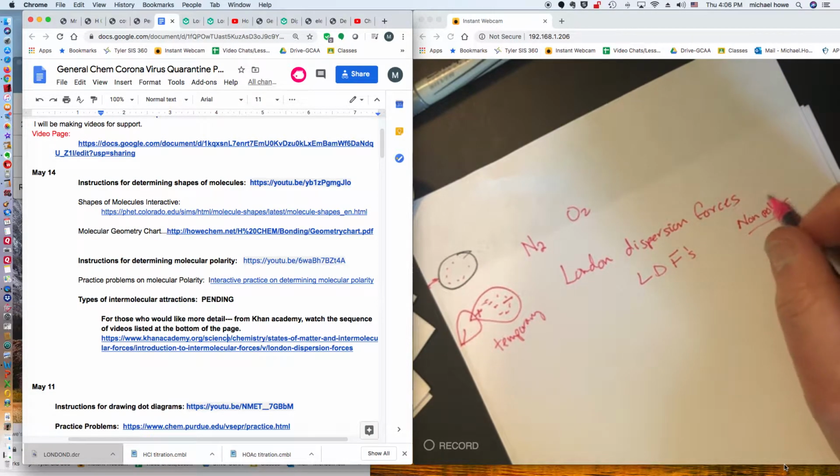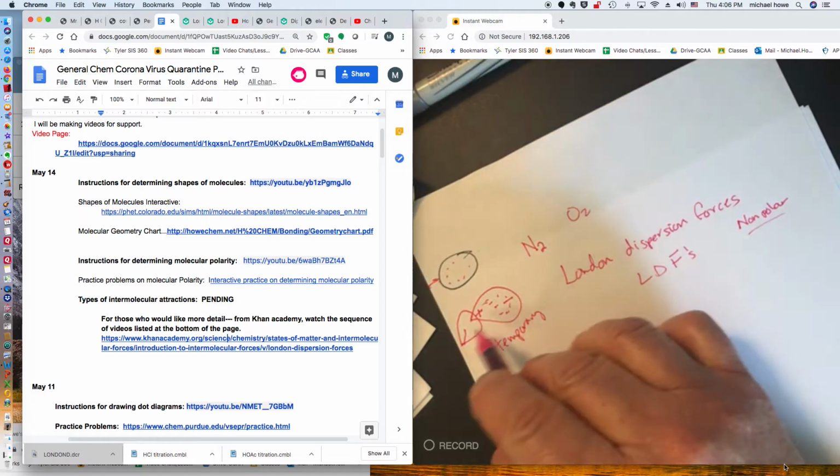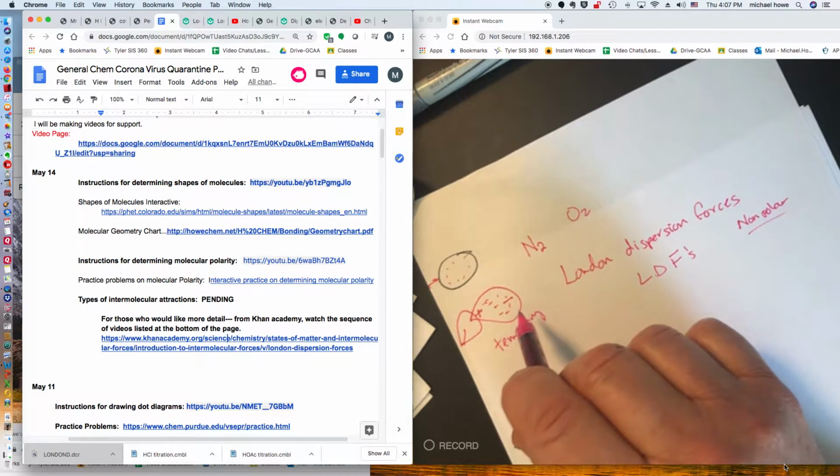I guess it's important that I point out that all molecules have these kind of sloshing electrons, if you will, sloshing, S-L-O-S-H.